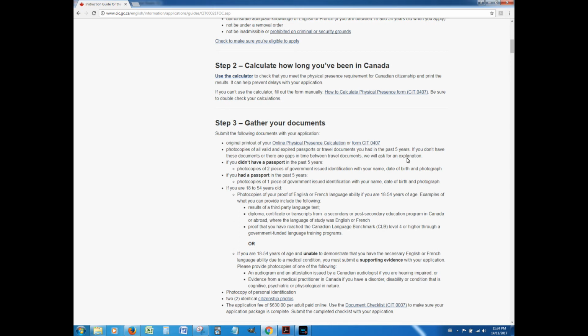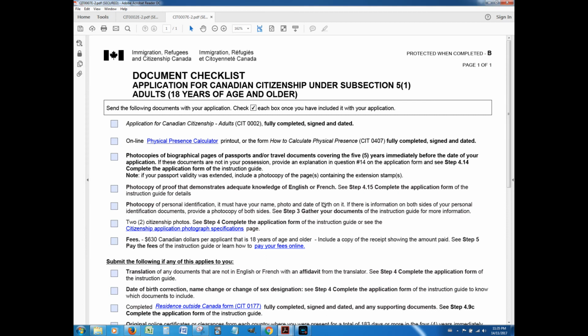If you didn't have a passport in the past 5 years, photocopies of 2 pieces of government issued identification with your name, date of birth, and photograph. If you had a passport in the past 5 years, photocopies of 1 piece of government issued identification with your name, date of birth, and photograph. Now, this part is what I really want to get to because this is very important for you.